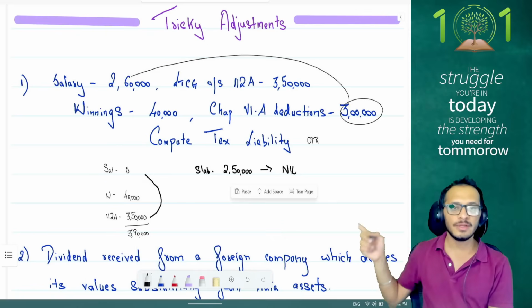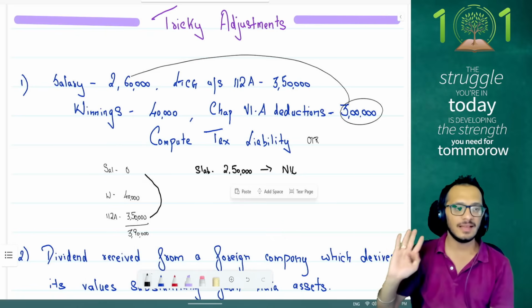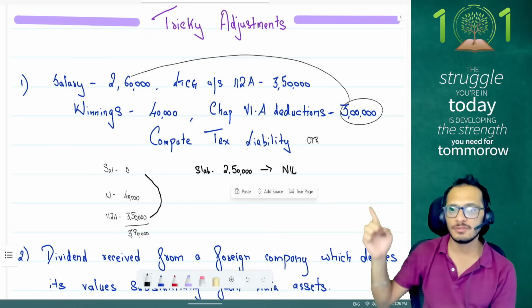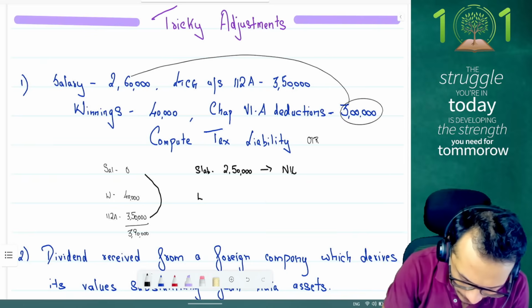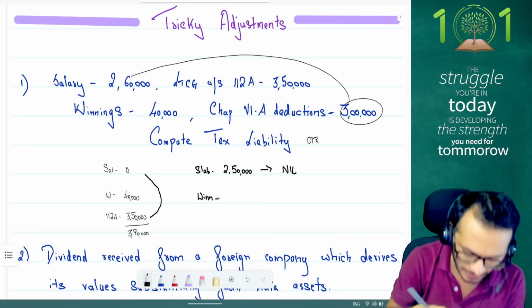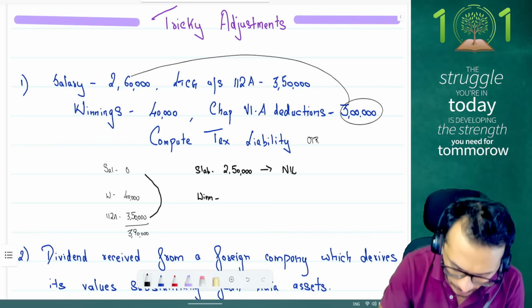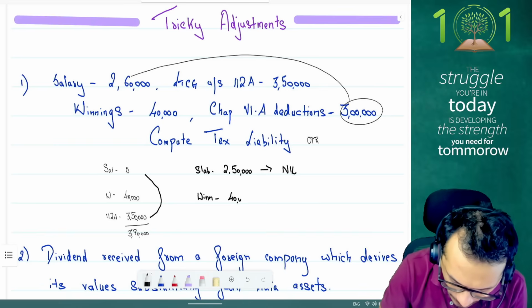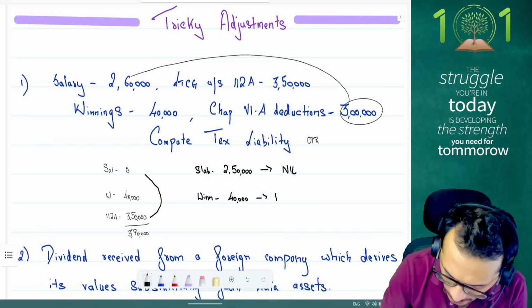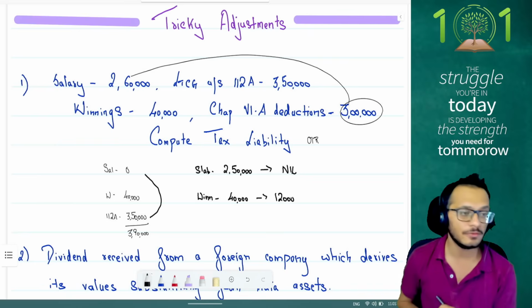So what did I do? I took my 112A, I adjusted it to my slab income, and therefore my slab became 2,50,000. Tax on that becomes 0. Then I go to winnings. Winnings will remain as it is. Can you utilize winnings first for the purpose of slab? No. So 40,000 into 30 percent will become 12,000 rupees. So 12,000 rupees will become fully taxable for the winnings part.